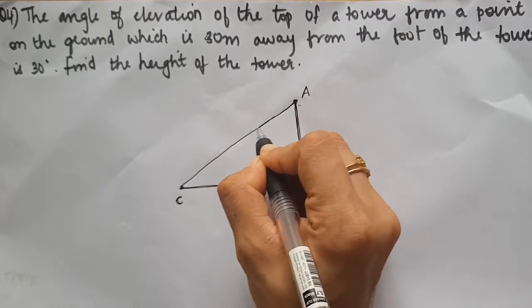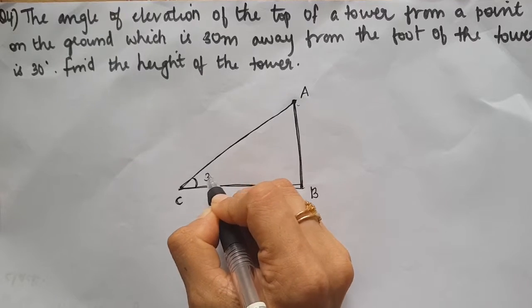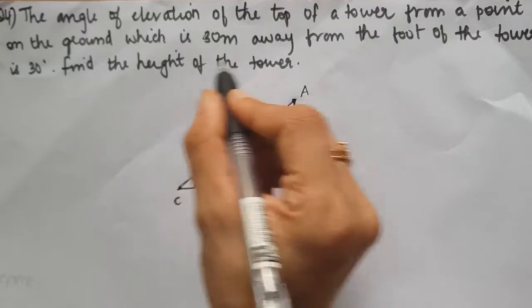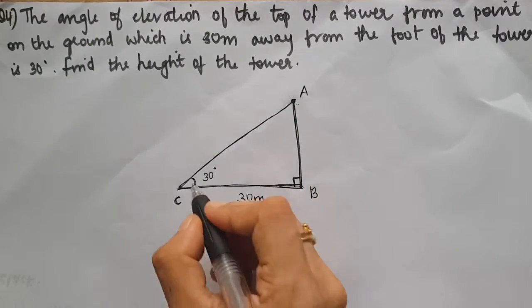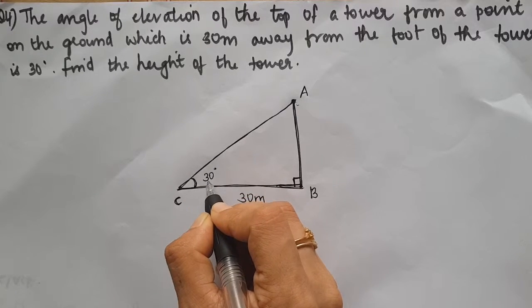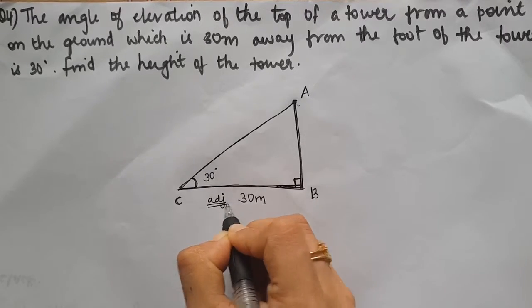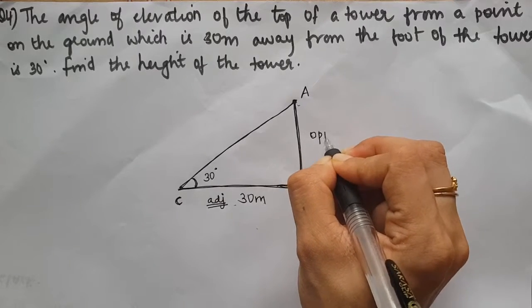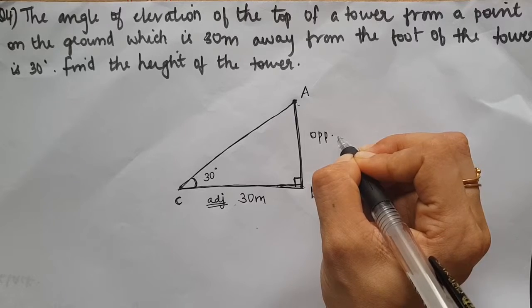Join it. So this is 30 degree. This is right angle. Now we have to find the height of the tower. So we have to find AB. Irrespective of angle C, that is irrespective of 30 degree, this is adjacent. So we know adjacent and we have to find opposite, right? So this is opposite of 30 degrees. So we have to find opposite.